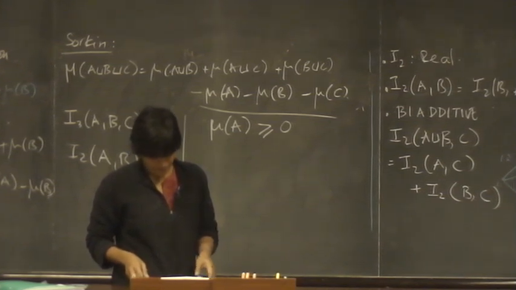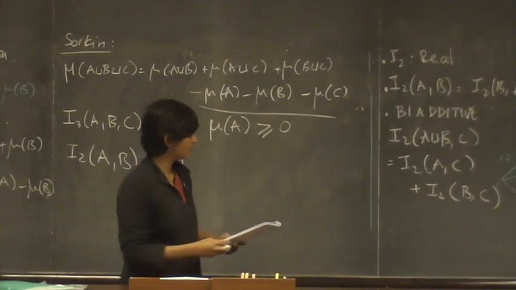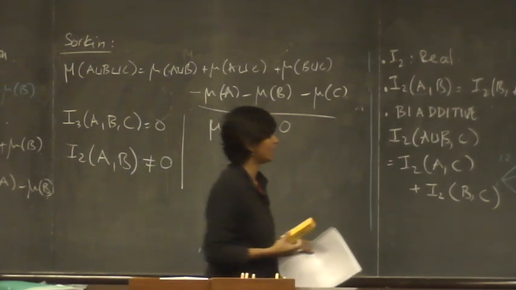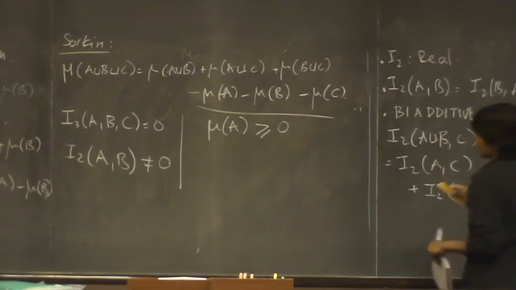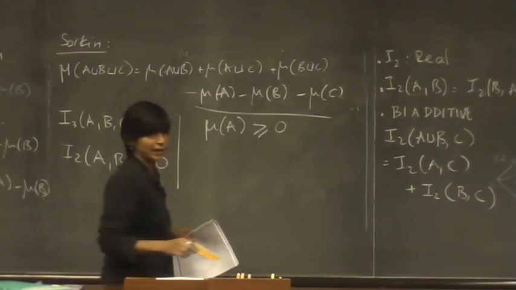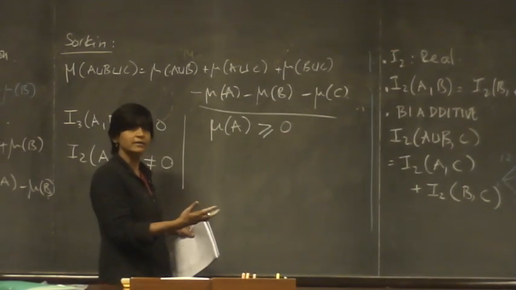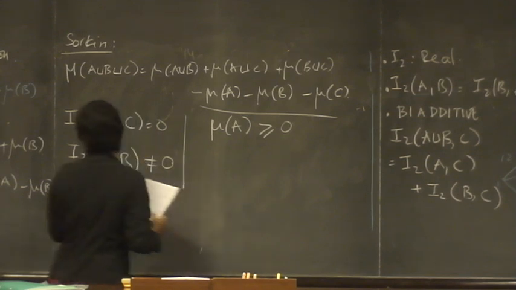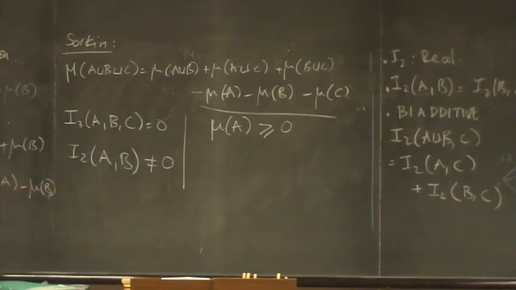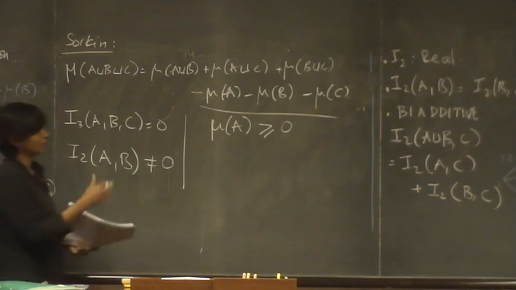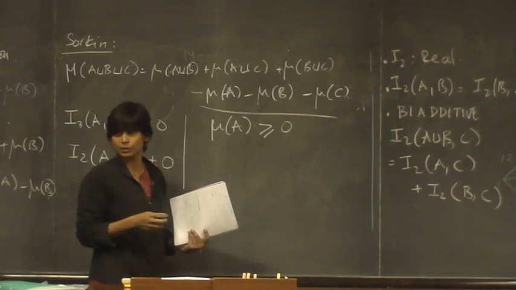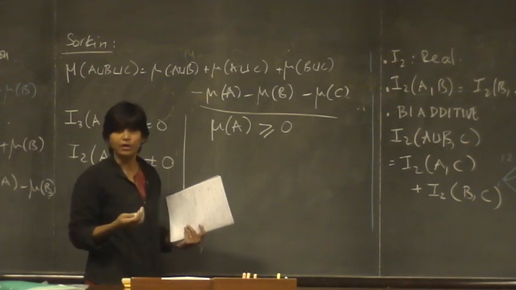Okay, so I can now extend to, I've only talked about disjoint sets so far, but I can actually write the quantum measure, which I've written as a separate object here, apart from I2, in terms of I2. If I simply use these properties and extend it to sets which are not disjoint.